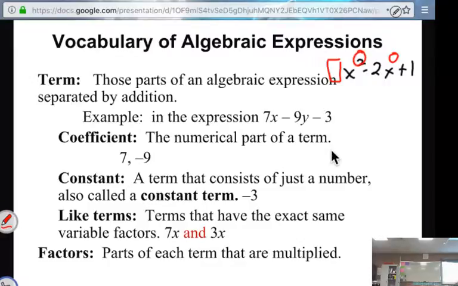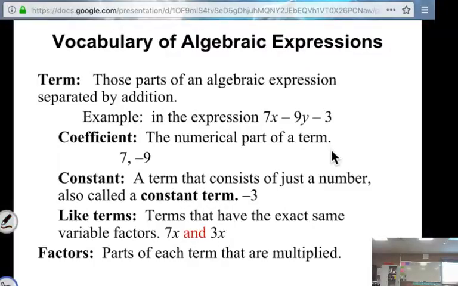When you're looking for a leading coefficient, you're looking for it to be ordered by the powers, in order based on what the powers are. Your leading coefficient is just the term, the number, the constant that's in front of your front term. Each of these is a coefficient, 7 and negative 9. Notice we keep the negative with the 9.